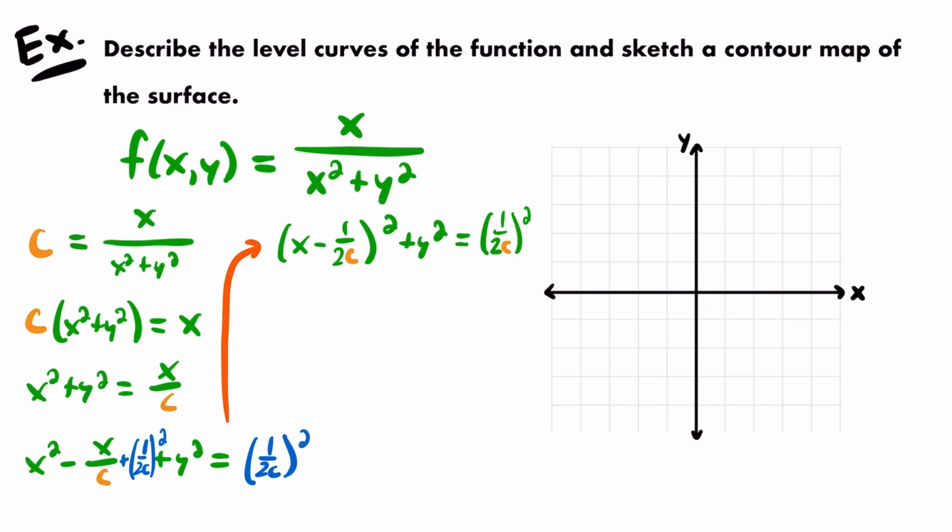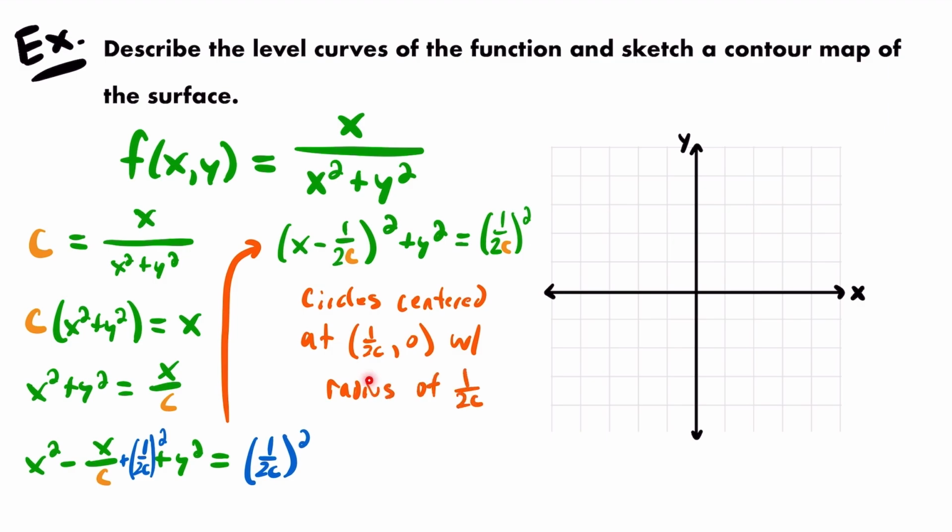This right here represents circles centered at the coordinates 1 divided by 2c, 0, right? Whatever value is being subtracted from x or y in those squared quantities make up the x and y coordinates of the center. So these are circles centered at 1 divided by 2c comma 0 with a radius of 1 divided by 2c. All right, that's how we would describe the level curves of this function.